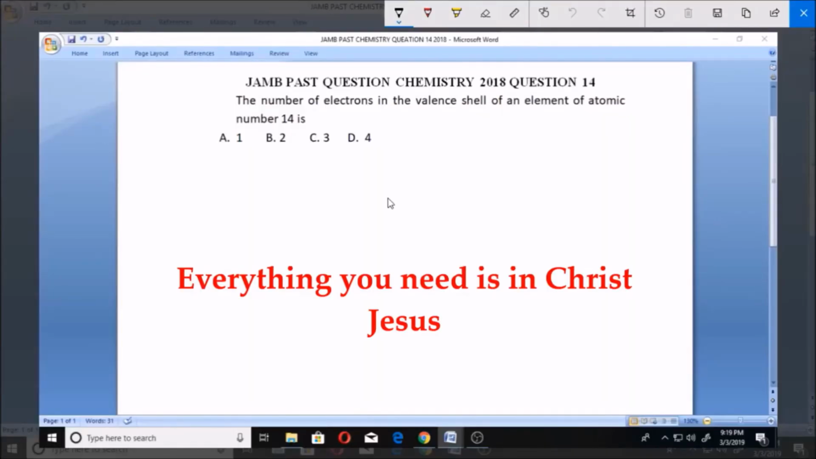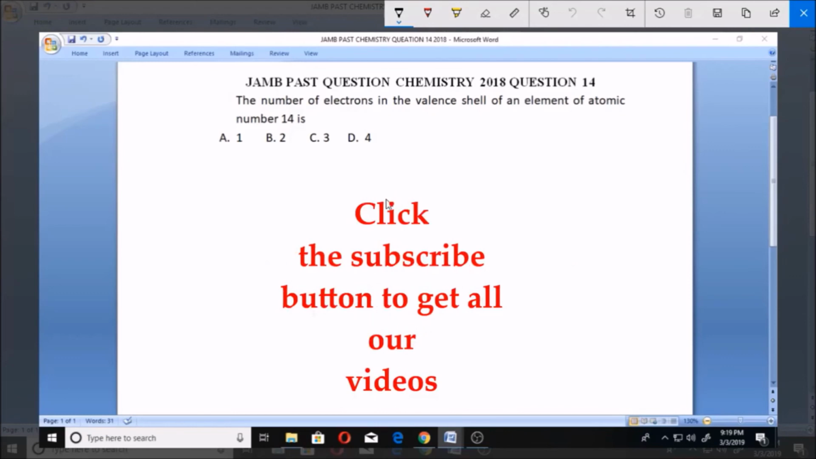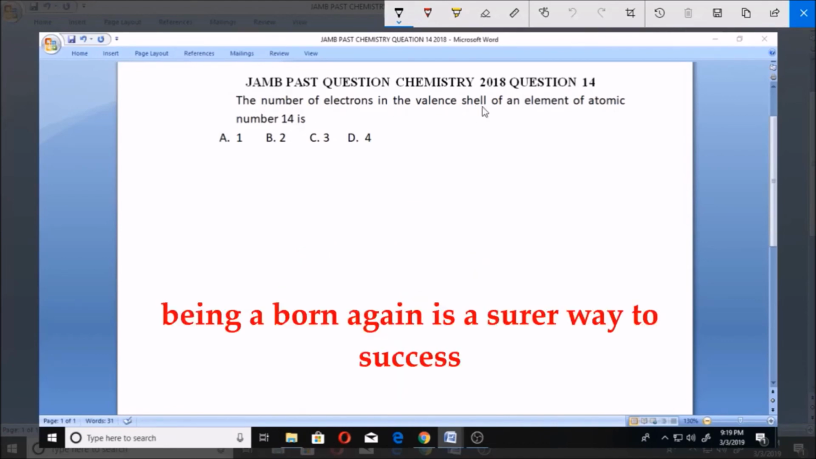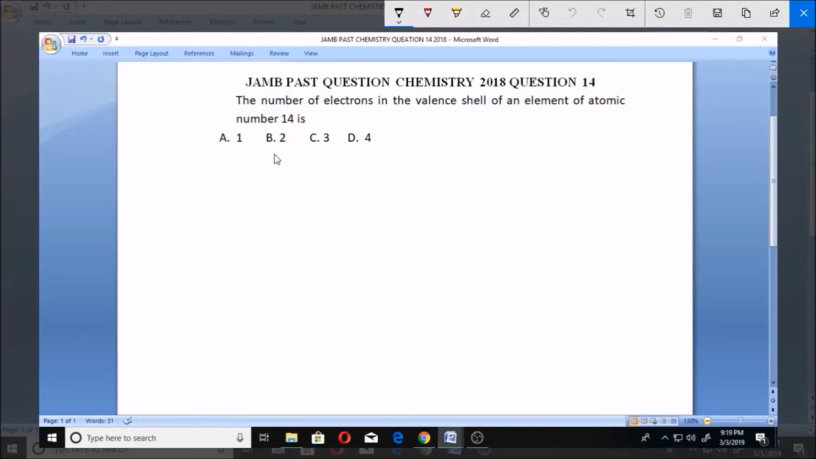Now let's look at this question number 14 for WAEC Chemistry JAMB past question 2018. The number of electrons in the valence shell of an element of atomic number 14 is A 1, B 2, C 3, D 4. Now you have to know how to draw the electron shells for the electronic configurations of elements given their atomic number.